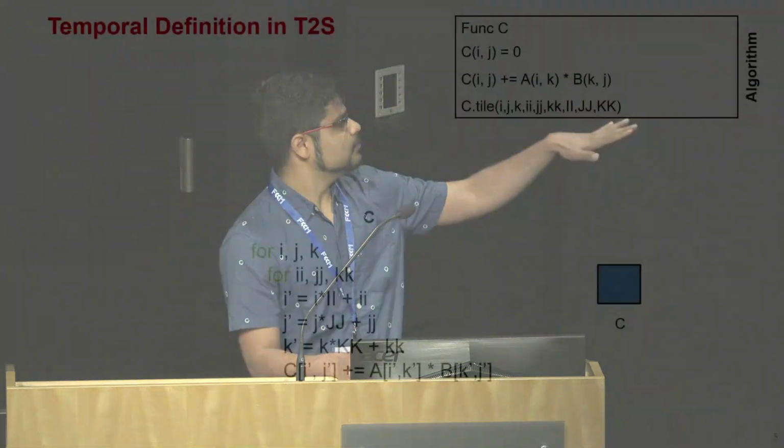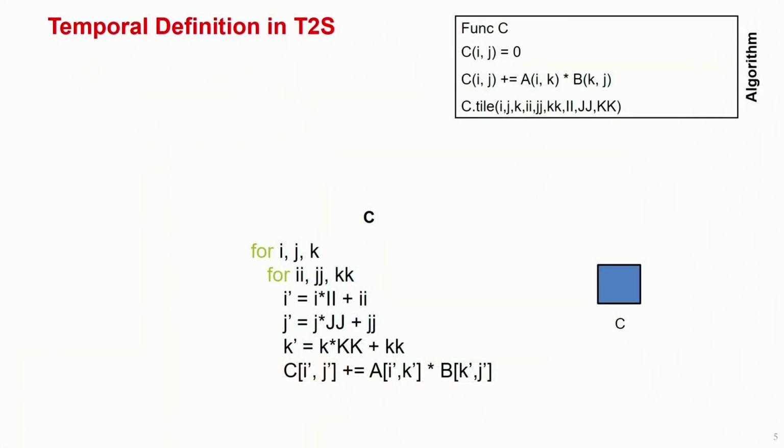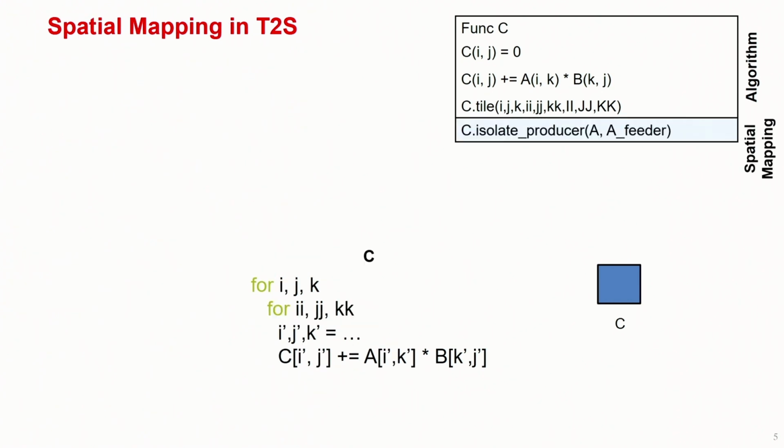Note that in the innermost loop body, we are using the i' and j' variables, which are basically using the i and ii variables to compute the effective address. So once the temporal definition is specified, T2S will map the entire computation onto a single hardware PE. Now the user can go ahead and optimize this temporal program for a spatial architecture.